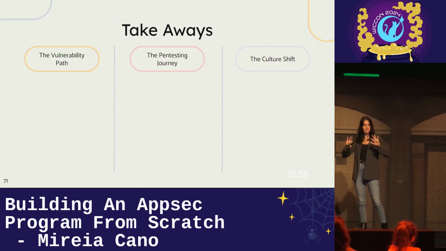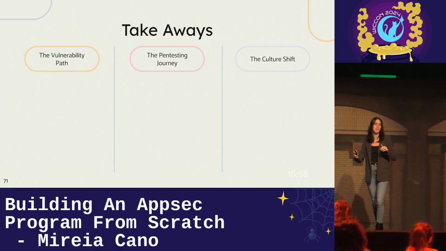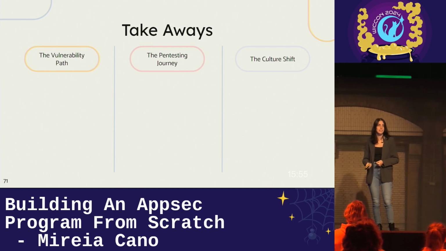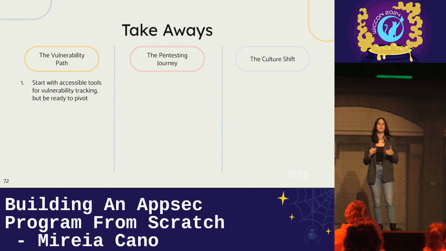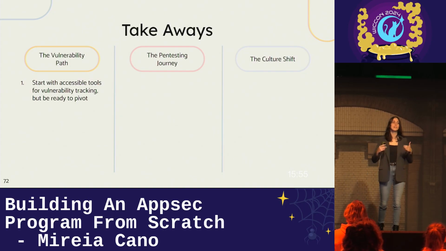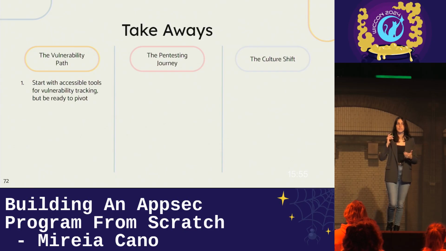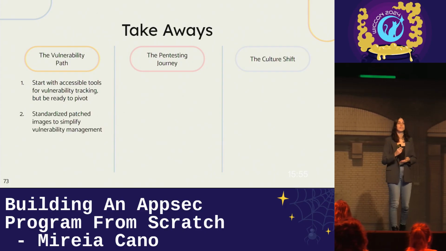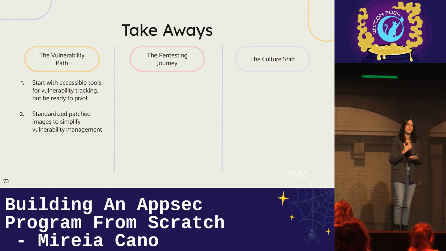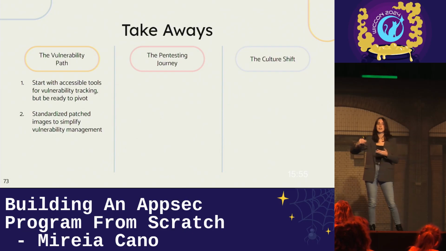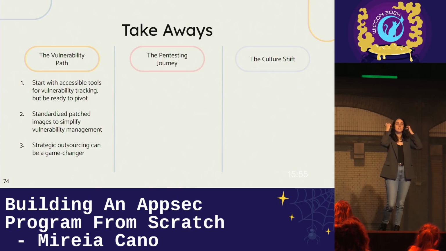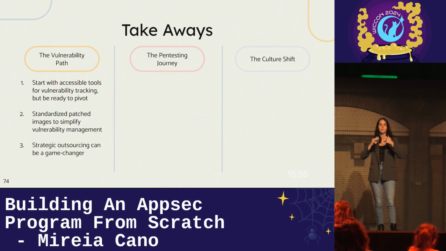But before I let you all go, I'm just going to go really quickly over the main points of each one of those. First, in the vulnerability path, we started with, let's just use the tools we have. Maybe they are not the best, so we always keep an open mind. We are ready to pivot, but we use them. Now, when this did not work, we found this underlying issue that we solved and was able to fix how the future vulnerability management would look like.